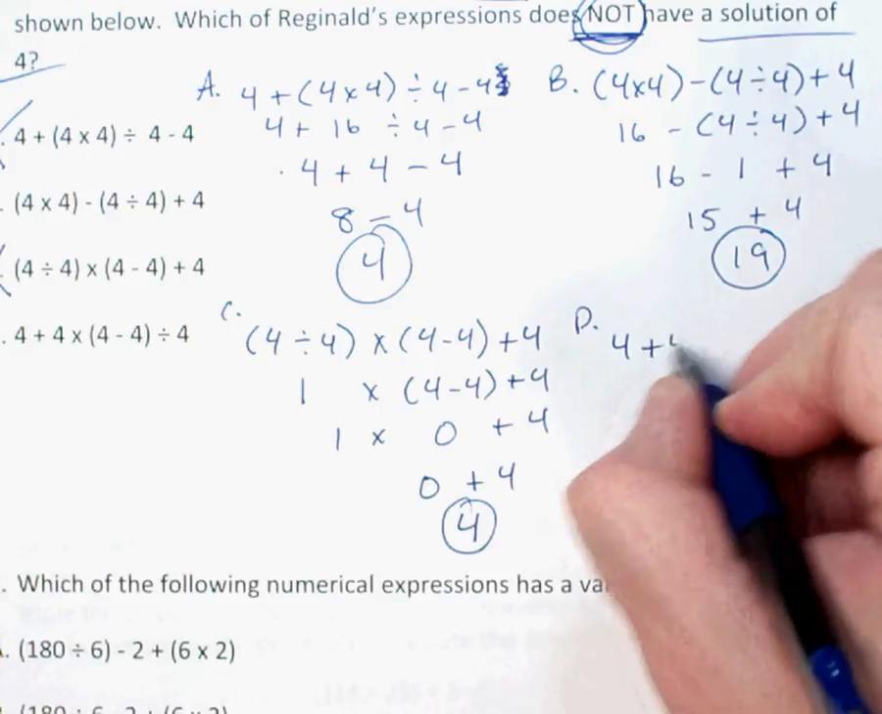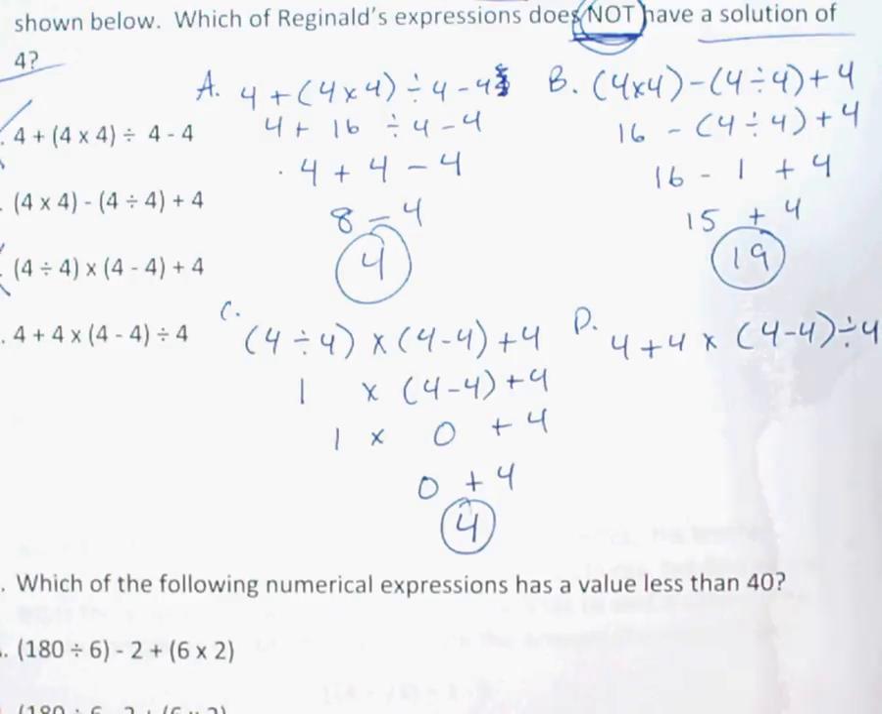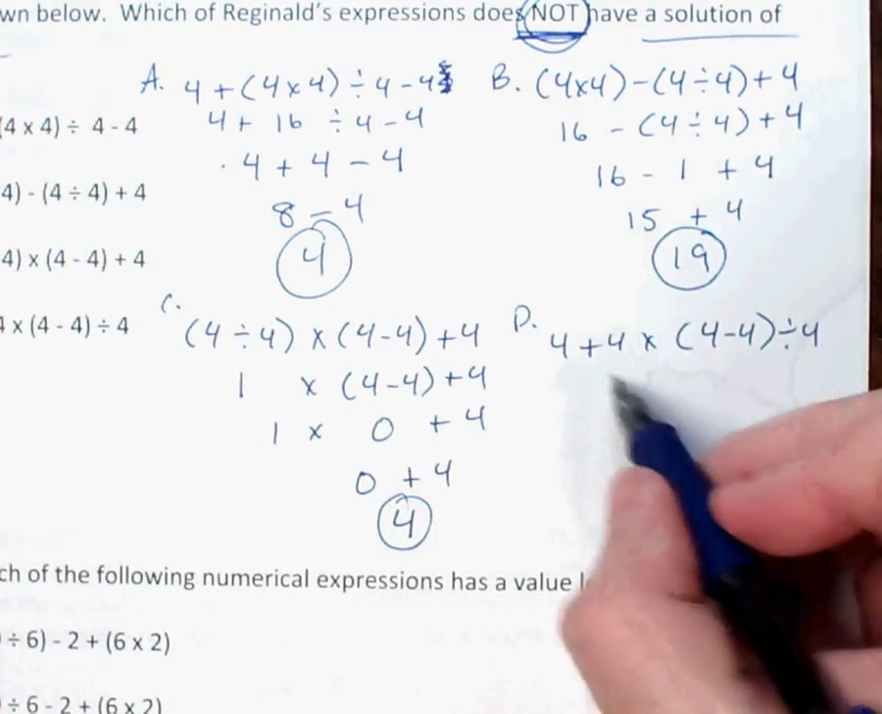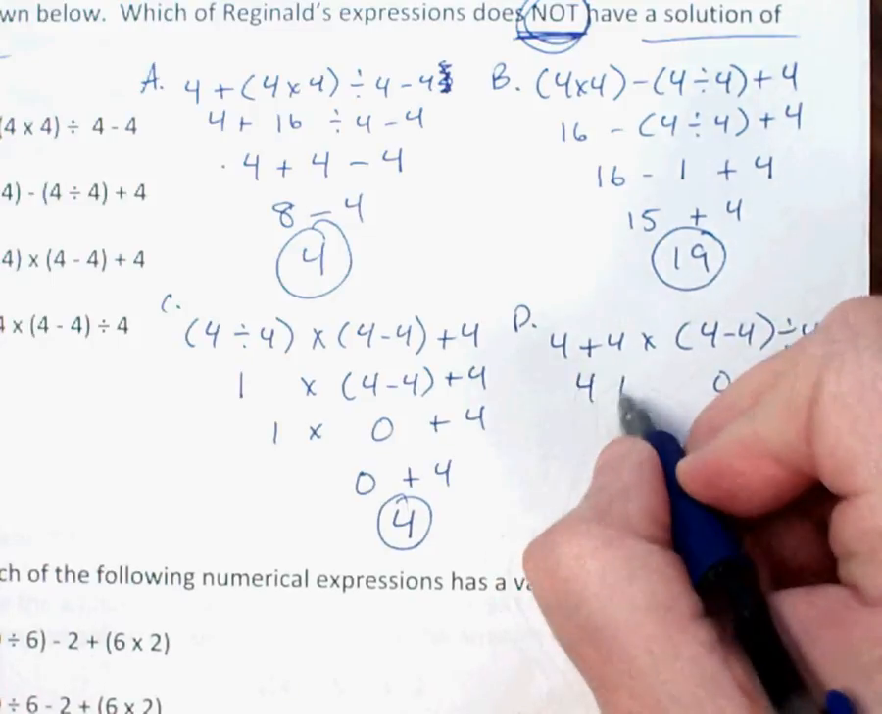4 plus 4 times 4. All right, scoot this over just a little bit so it's in the frame. All right, so we're going to do our parentheses first. 4 minus 4 is 0, and then I'm going to rewrite.